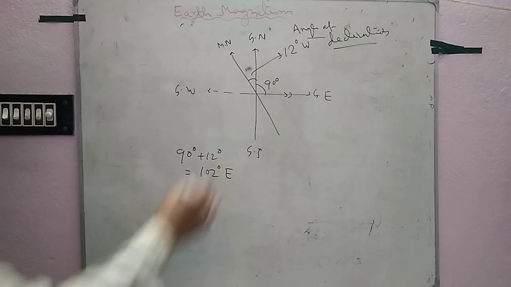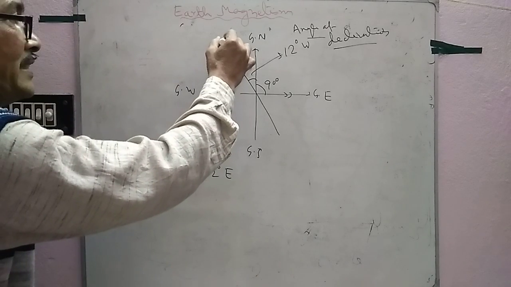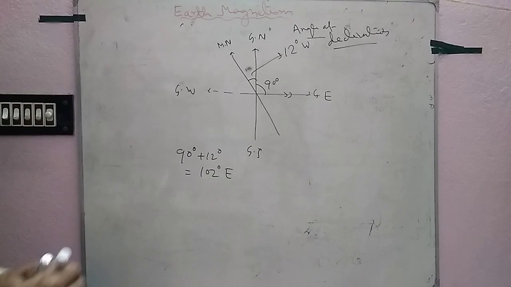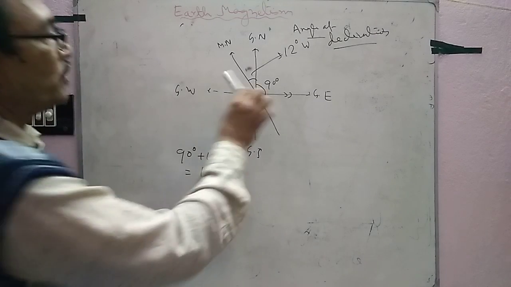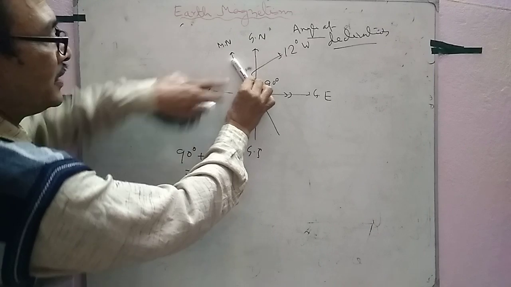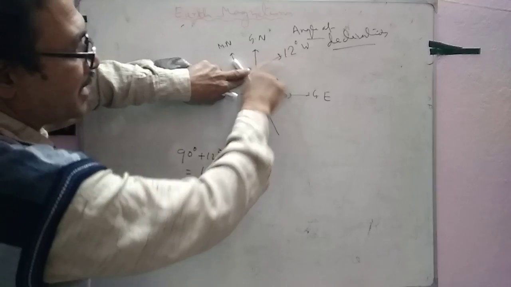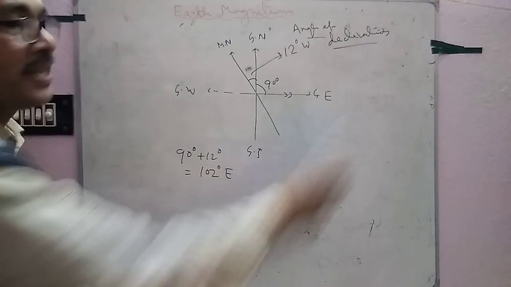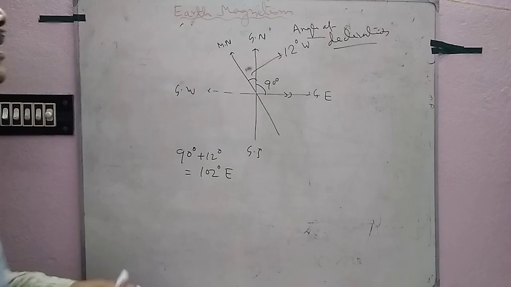102 degrees east from the north position of his magnetic compass. So magnetic north is in this direction. So he has to start from here, 102 degrees east. Clear?